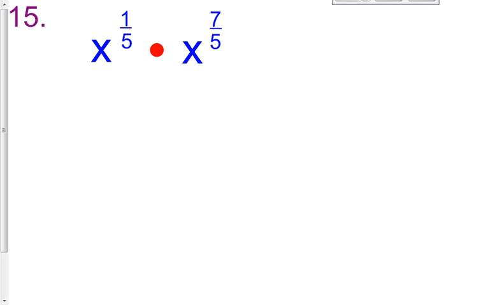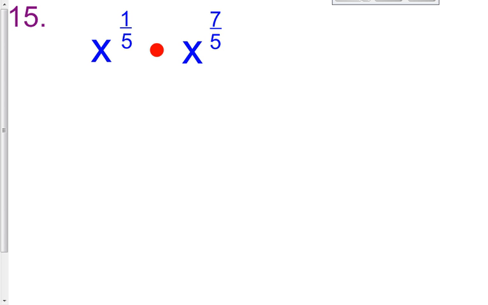So here's the first one, and what I should have written on the top of the notes here is that all answers must be in radical form. So I don't want them in rational form. If they're in rational form, change them to radical form. So make sure that you're aware that for 15 through 20, I want all answers in radical form.